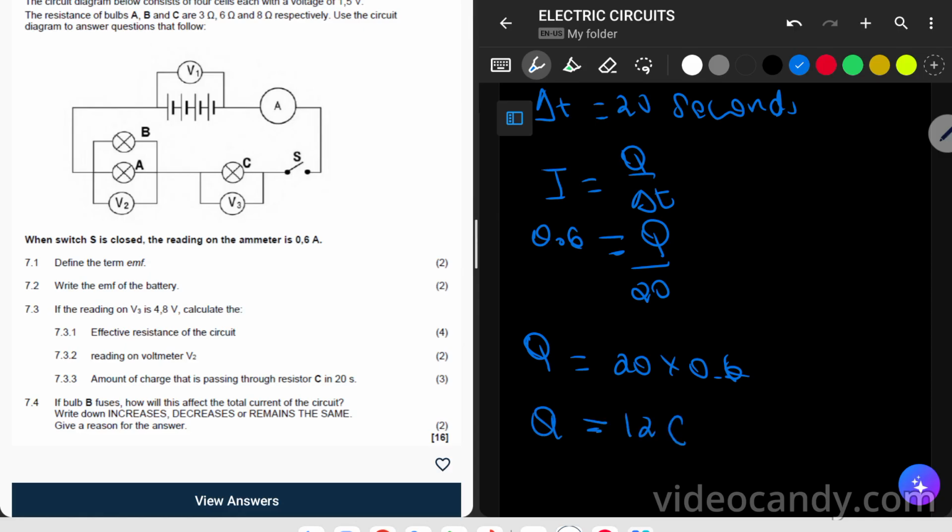Then you get your 3 marks. Simple. You're going to get a mark allocation because you substituted the correct answer, the formula, and the final answer. I hope you understand.